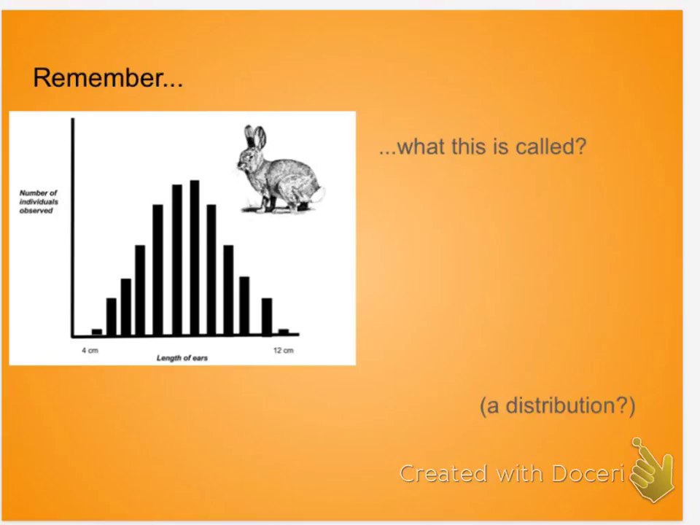So, remember what that's called? Hint, hint, the answer's on the slide. It's called a distribution. We did distributions of ear length. We did distributions of pinky length, head circumference, height, arm span. We did distributions of all kinds of things. We can talk about distributions of leaf size, of sugar content in the sap.